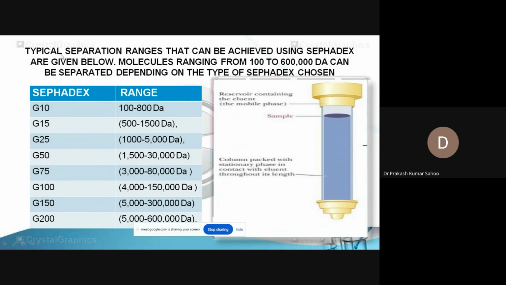Then the typical separation ranges that can be achieved using Sephadex are given below. Molecules ranging from 100 to 600,000 Da can be separated depending on the type of Sephadex. So this is the reservoir containing the eluent. This is the mobile phase we have. This is the sample and this is the column. Depending upon the range, we may use different grades of Sephadex starting from G10 to G200. So it depends on the different sizes of the particles in the sample.